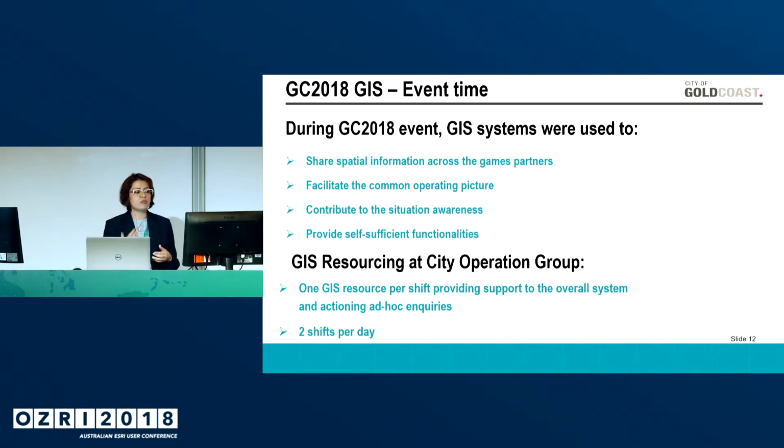And as I mentioned, we provided some self-sufficient functionalities, and users were able to access the information and some of these apps that I will go through later, even on the field or when they were within the impact zone of the Games. In terms of the GIS resourcing at the City Operation Group, we had 1 GIS resource per shift, providing support to the overall system and actioning any ad hoc inquiries that we might have received. And then we had 2 shifts per day, starting from 6 to 10 o'clock at night.